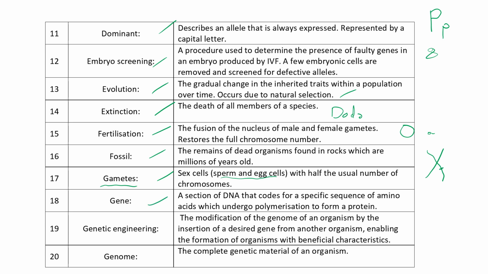The modification of the genome of an organism by insertion of a desired gene from another organism, enabling the formation of organisms with beneficial characteristics. Okay, so where you might insert into wheat a gene that gives it resistance to certain microbes. Genetic engineering. The complete genetic material of an organism is the genome.